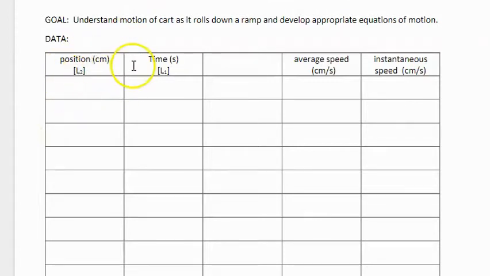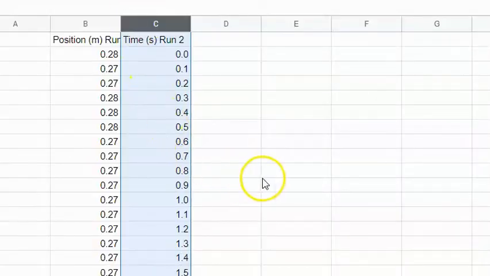We have a position, which you're going to put as L2 in your graph calculator, a time, L1. This blank one we're going to fill in later. And then you have average speed and instantaneous speed, which you're going to calculate later. So let's fill out these first two columns. So here is our actual data. So I want you to take a close look.